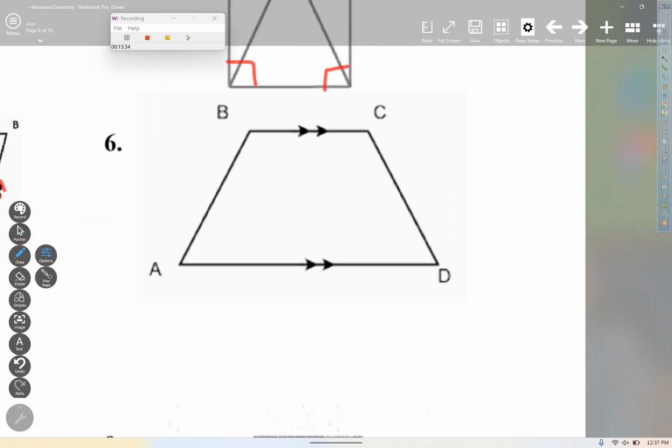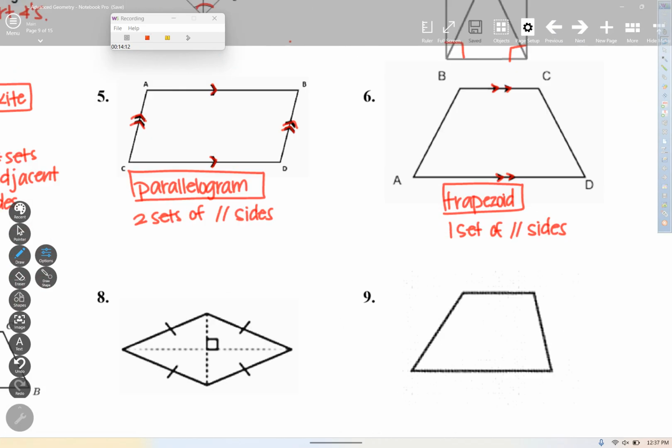Okay. 6. All I have is that these are parallel. It looks like an isosceles trapezoid, but it doesn't have base angles are equal. So you can't say that if it's not there. We have to assume they aren't congruent. So if this is true, this is just a trapezoid. And the reason is because it only has 1 set of parallel sides. There's nothing else there that we can really say is congruent.